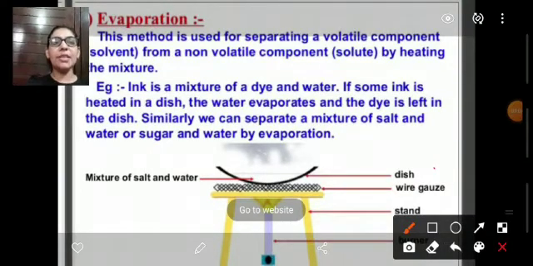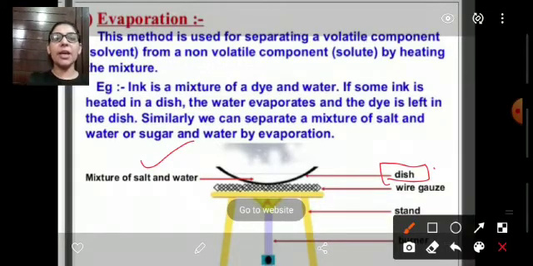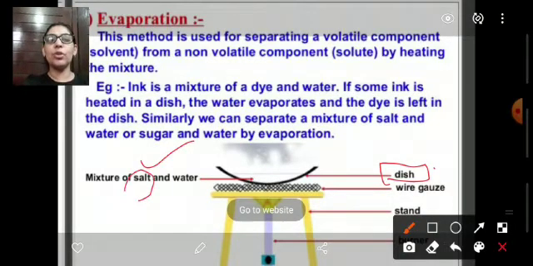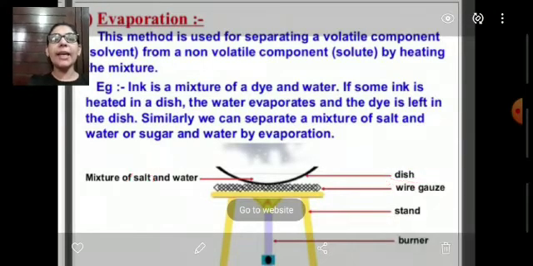See, in this dish we have taken a water and salt mixture. As we start heating this mixture, the water in it evaporates. Water तो evaporation हो जाएगा, उसका vaporize हो जाएगा, and the solid left behind in the dish is the salt, और जो रह जाएगा that is salt. So in this method we can separate a salt and water mixture, sugar and salt mixture, and ink also.